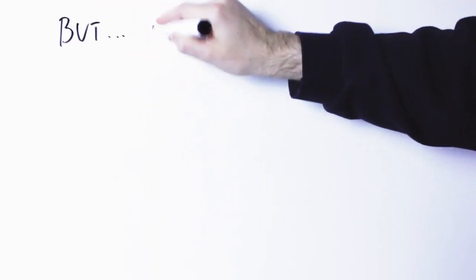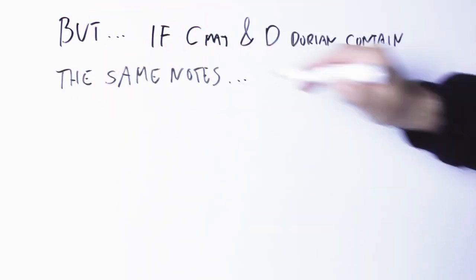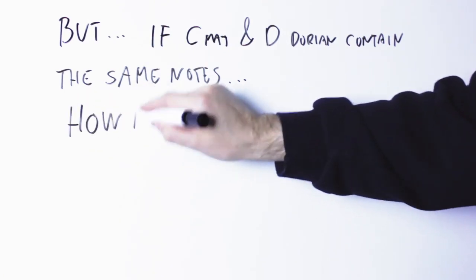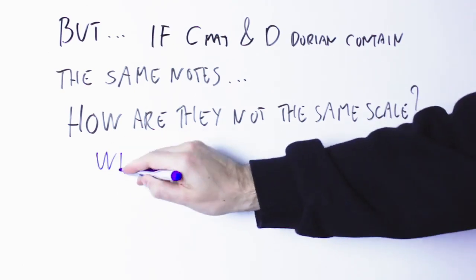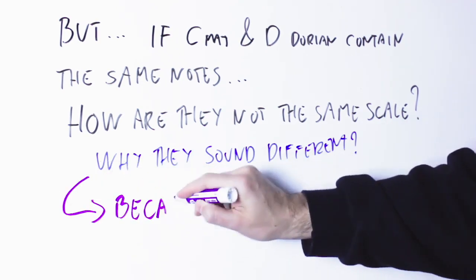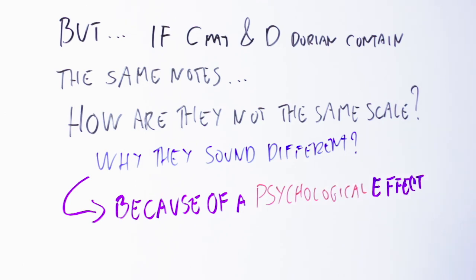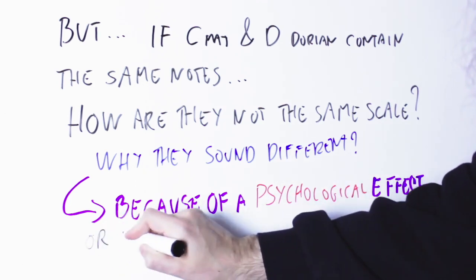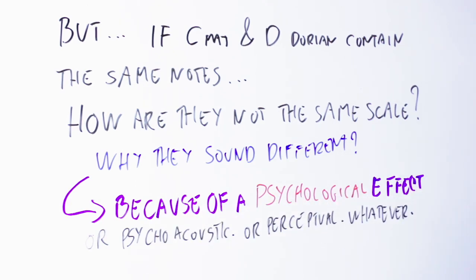If those two scales contain the exact same notes, how are they not the same scale? Why don't they sound the same? See, that's where everybody gets it wrong, because they tell you that the C major scale starts from C and the D Dorian scale starts from D, but starting has nothing to do with that. The problem here is that the distinction between those two scales is psychological. But psychological does not mean fake. It's a real psychological effect due to how your ear understands those scales.